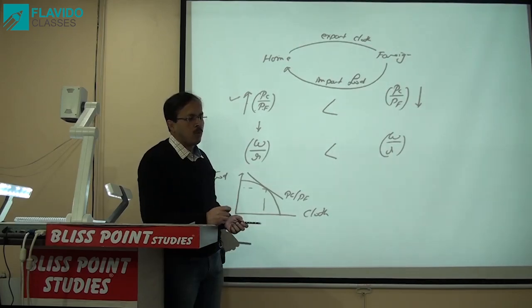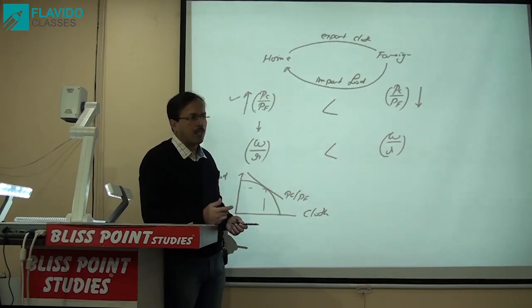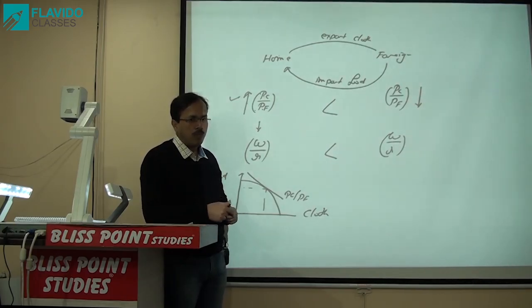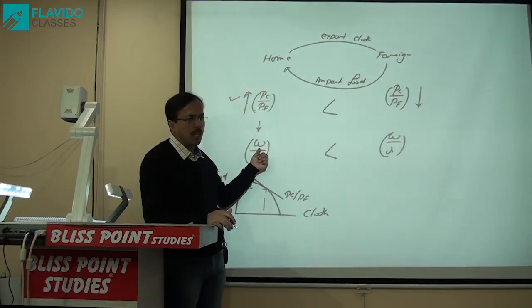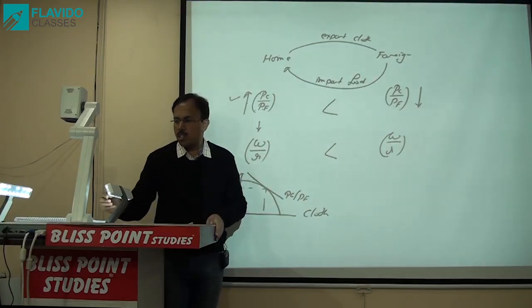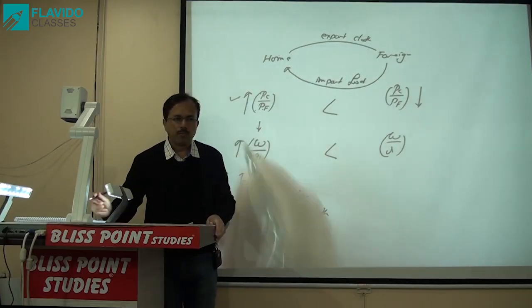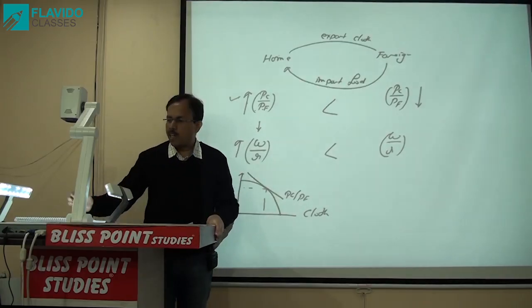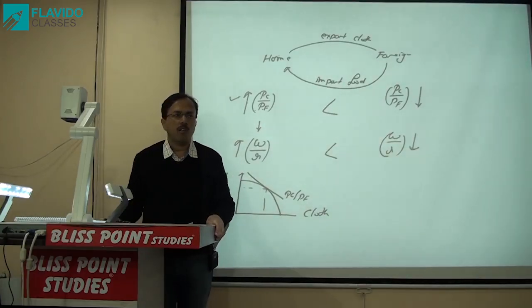But how to produce more cloth? To produce more cloth, you require more of which factor? Labor. So demand for labor will increase more, so wage will increase more relative to rent. So this W by R will also increase, and here W by R will fall.